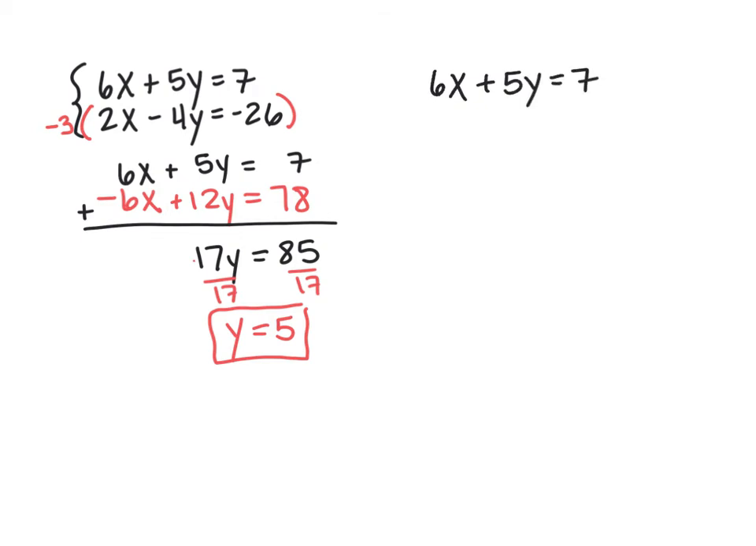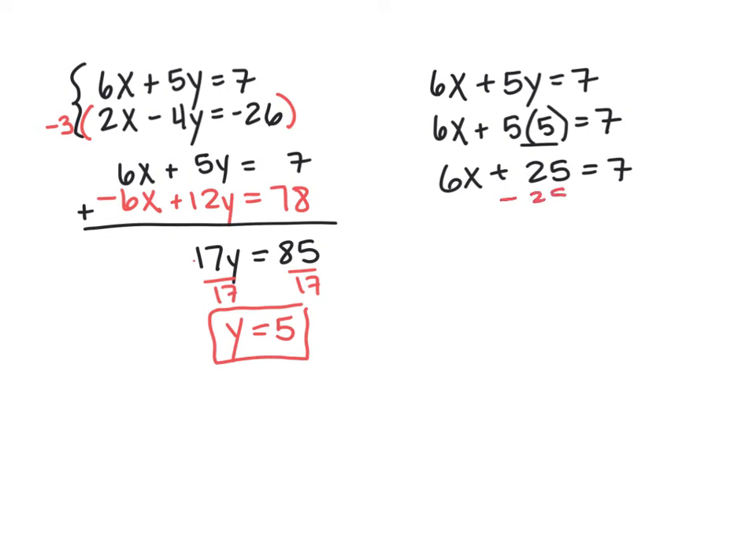Now I'm going to substitute in place of y. I'm going to put 5 because now I know that y is 5. So it will be 5 times 5 equals 7. I'll do that multiplication. 6x plus 25 equals 7. And now I'll do inverse operations to isolate this variable, starting by getting rid of this positive 25. Opposite of that, or inverse of that, is negative 25 to both sides of the equation. Positive 7 and a negative 25. I have 7, I owe 25. I'm still going to owe, I'm going to owe 18.